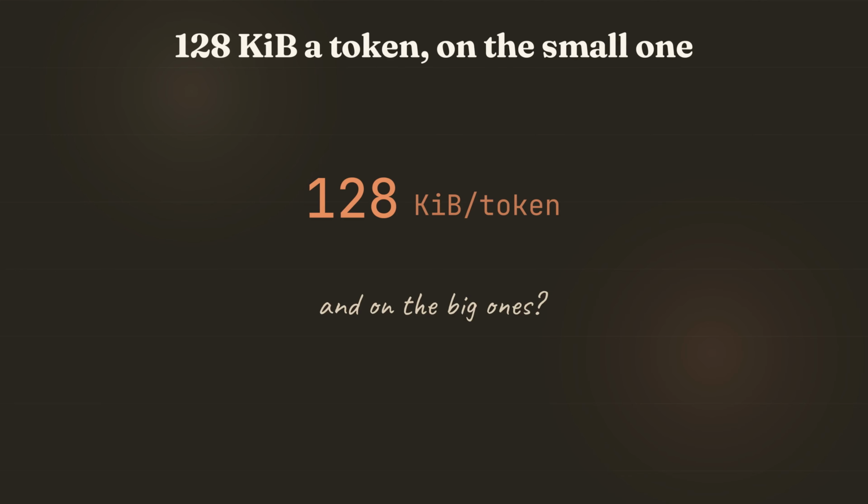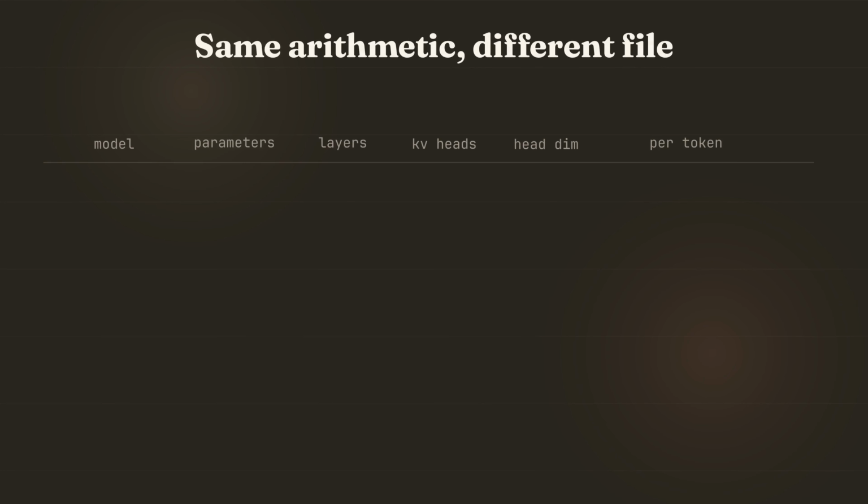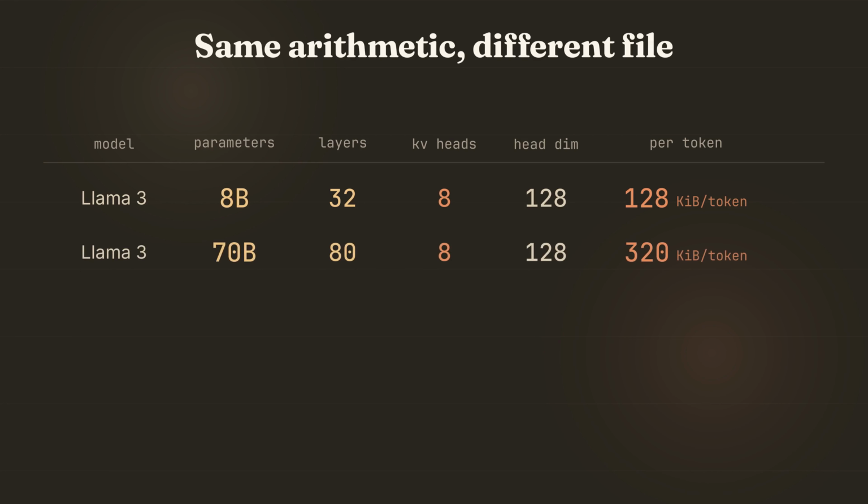And what does it cost on the bigger ones, the ones you'd reach for when the work gets hard? Same arithmetic, different config file. Llama 3's 70 billion model has 80 layers instead of 32, and the same 8 key and value heads and the same width. So a token there is 320 kilobytes. And the 405 billion model has 126 layers and still 8 key and value heads. So a token is 504 kilobytes.